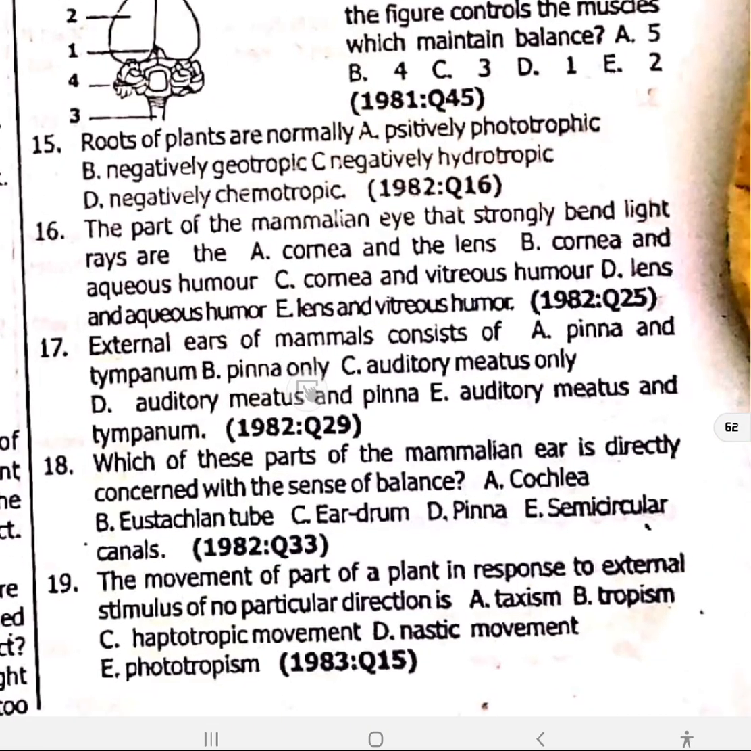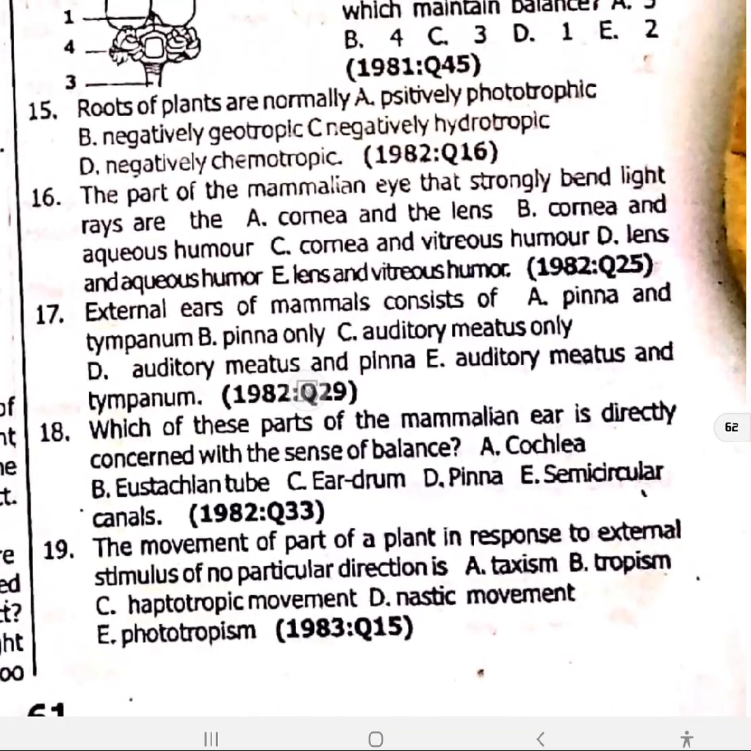15. Roots of plants are normally negatively chemotropic. So if you put a chemical somewhere, the root of the plant will grow away from it. 16. The parts of the mammalian eye that strongly bend light rays are the lens and the vitreous humor. Your lens and the vitreous humor bend the light rays.